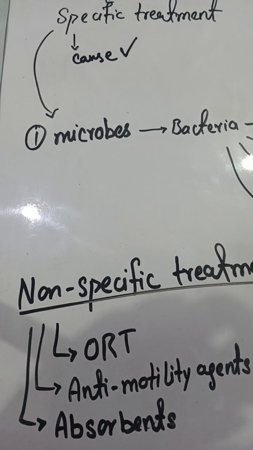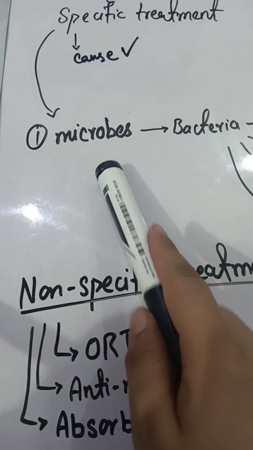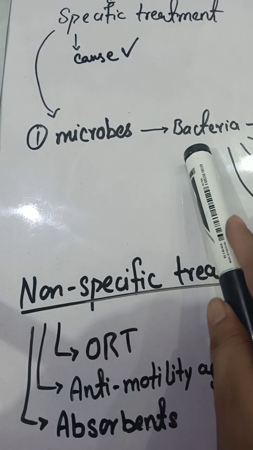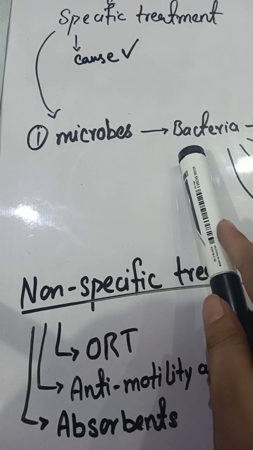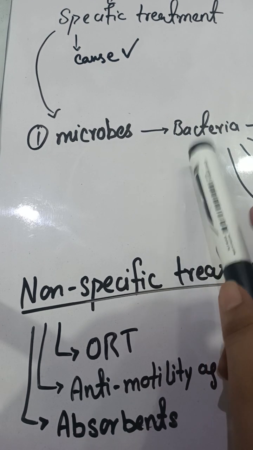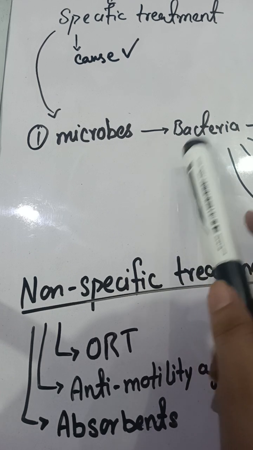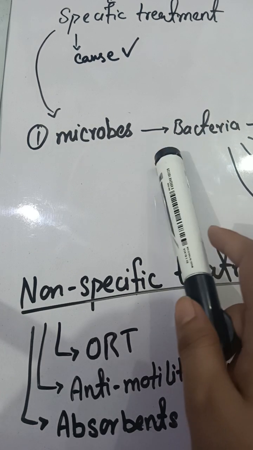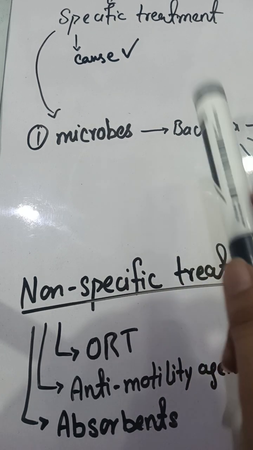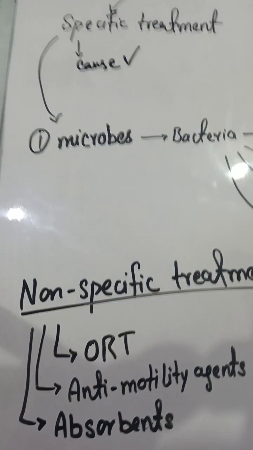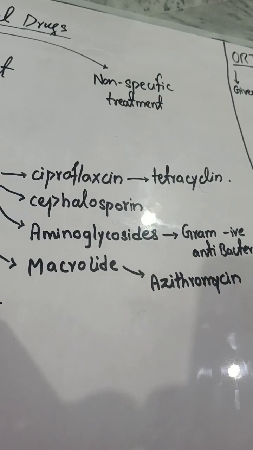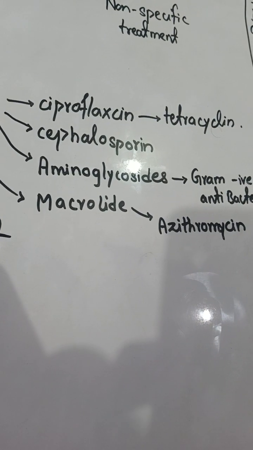Let's consider an example: you know that microbes, like bacteria, are present in your intestine and are causing the diarrhea. So what will you do to treat it? You will give antibacterial drugs to eliminate that bacteria and treat your diarrhea. So what are these drugs and what are some examples of them? Here are some examples.